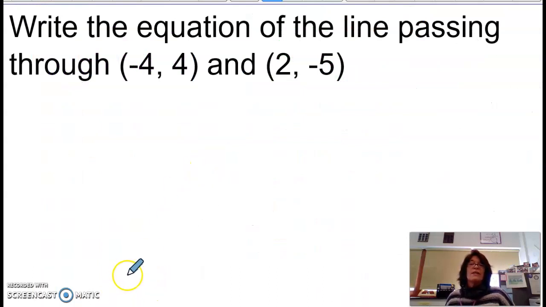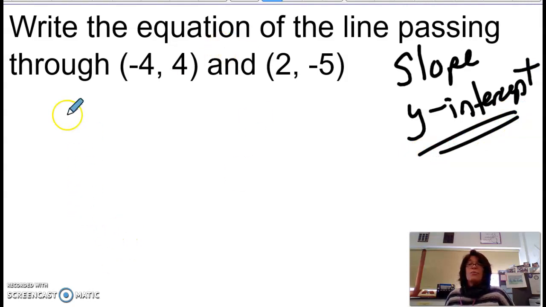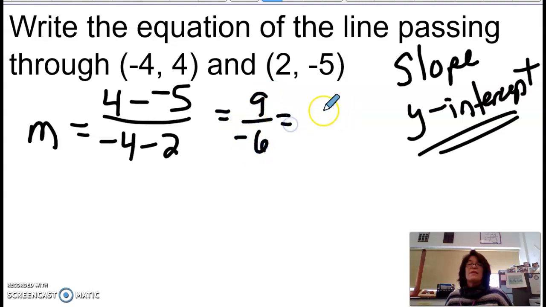Sometimes we just know 2 points and we just have no piece of graph paper at all. Doesn't change the fact that I need my 2 things. Slope and y-intercept. That's what I need. Well, I have these 2 points, so I guess the only option is to find the slope by subtracting the y's. On top, subtract the x's in that same order. Since I did 4 minus negative 5 on top, I'm going to do negative 4 minus 2 on the bottom. That gives me 9 over negative 6. I'm going to reduce that by dividing each by 3. It's 3 over negative 2.